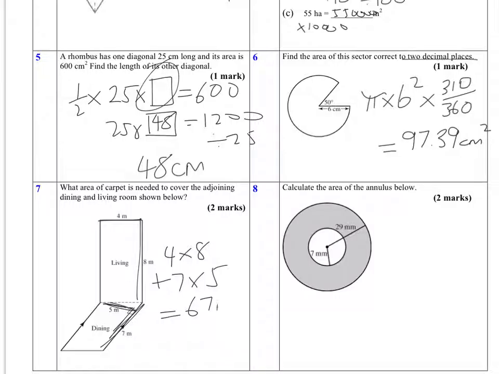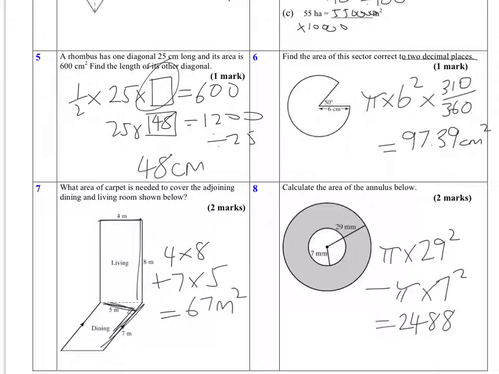And we get 67 metres squared. The annulus, which is one big circle, pi times the radius, 29 squared, pi r squared, and we're going to take away, because there's a hole, pi times 7 squared. We get 2,488.14, but we'll leave it at that, millimetres squared.